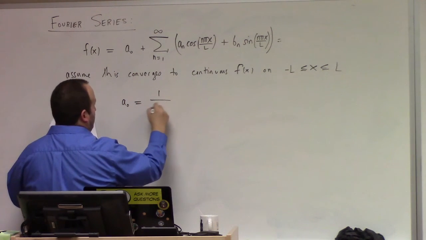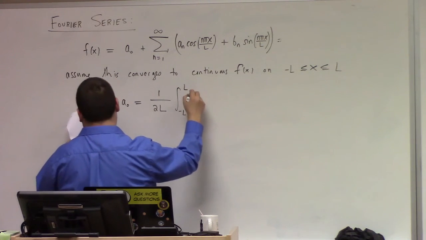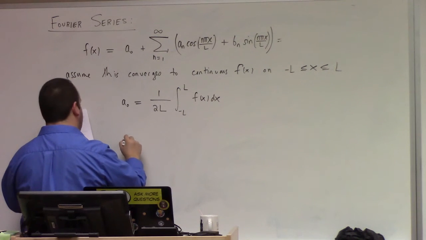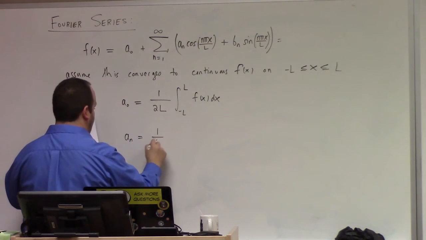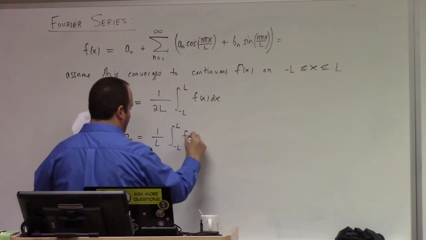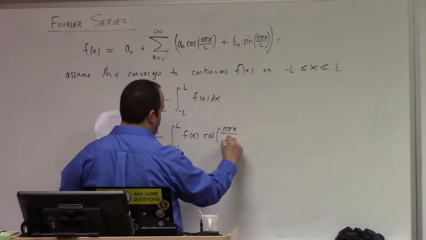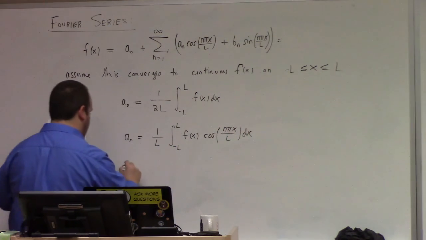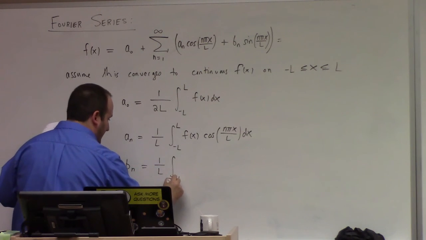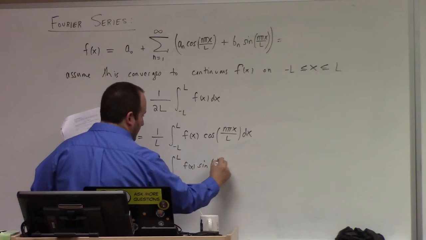1 over 2L, integral from minus L to L, f of x dx, and a sub n is 1 over L, integral from minus L to L, of f of x times the cosine of n pi x over L dx. And I think you might not be too surprised when I write b sub n is 1 over L, integral from minus L to L, f of x times the sine of n pi x over L.